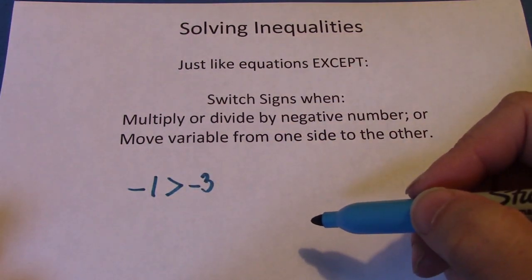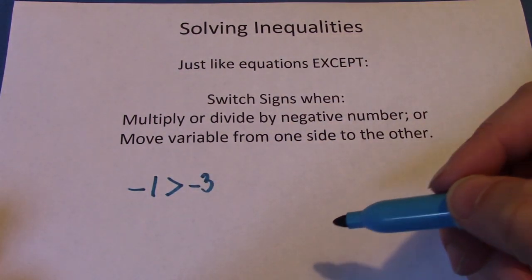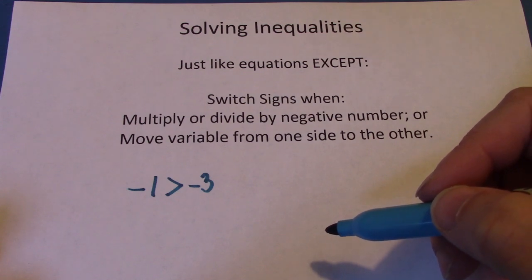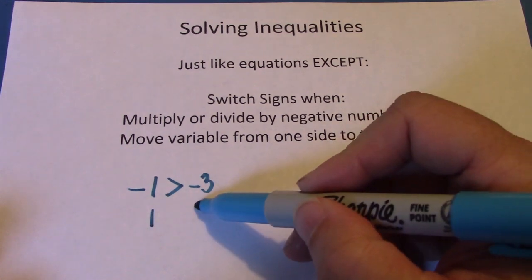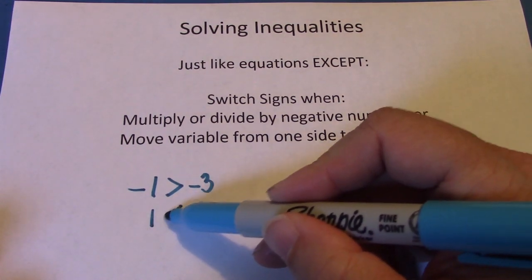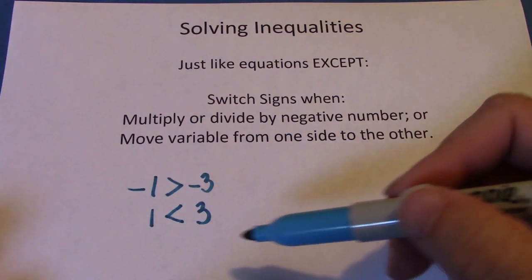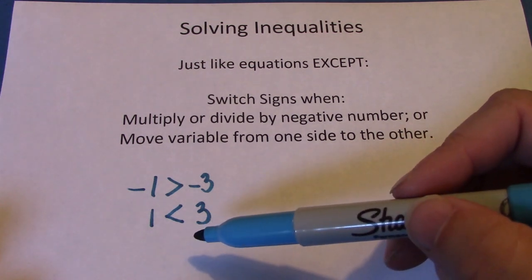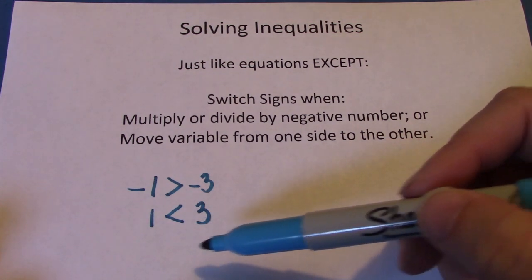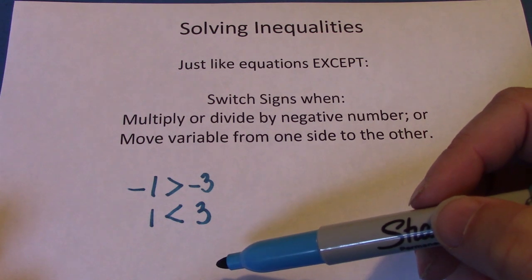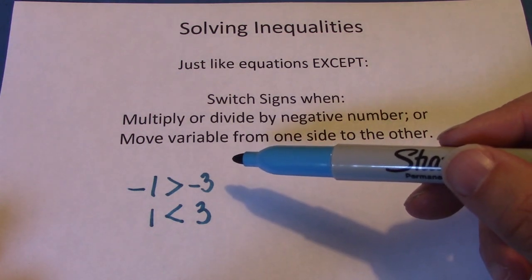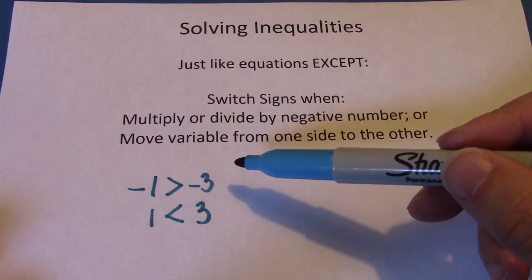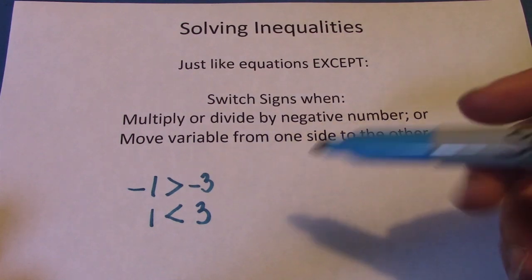We know that's true. Negative 1 is to the right of negative 3 on the number line. It's bigger. But when we divide both sides by negative 1, we get 1 and 3. And we have to reverse that to still make that true, because 1 is less than 3. It's to the left of it on the number line. The other situation when we have to change the direction of the sign is when we move the variable from one side to the other.